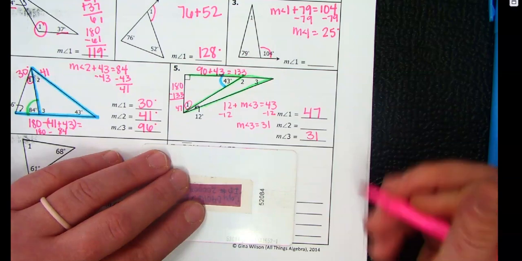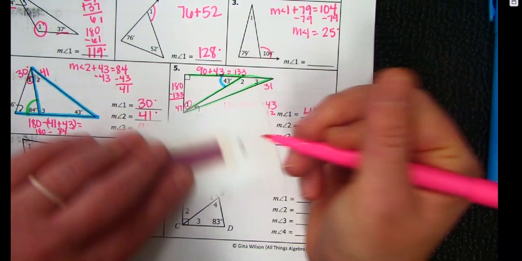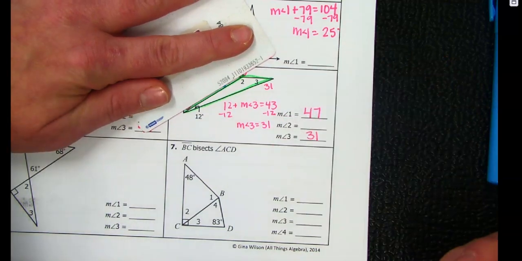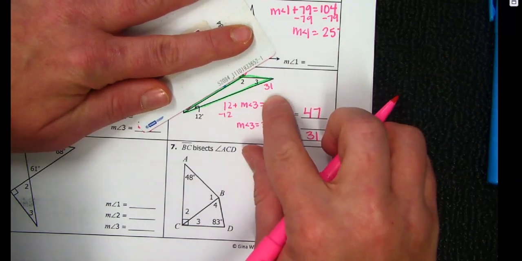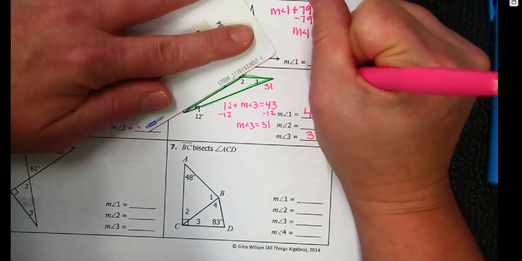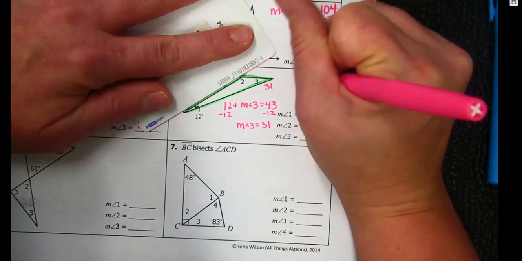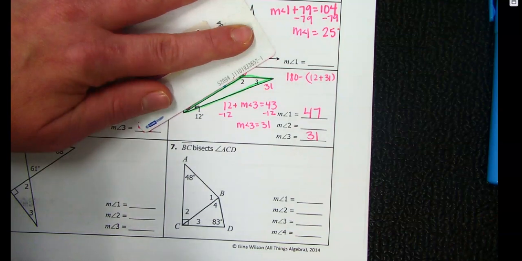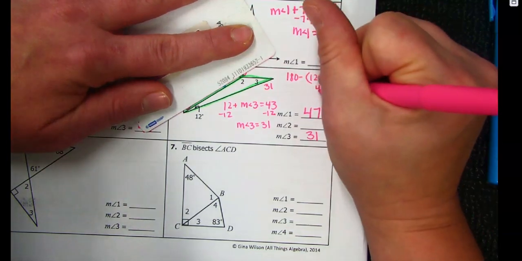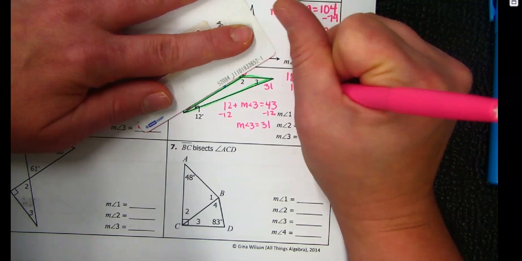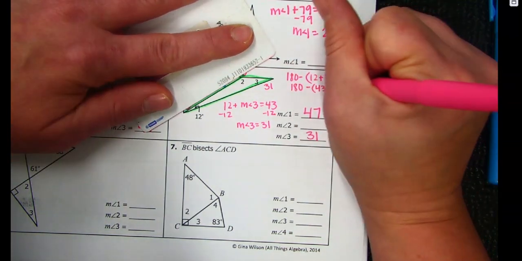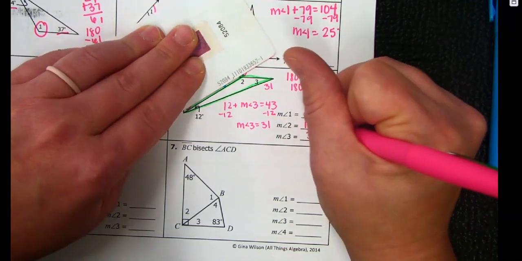Okay, now I know that this is 31. So what I can do right here is just focus on the green one now. I know that this is 12, this is 31. So 12 plus 31, I'm going to do that first, and then I'm going to take that away from 180. So 12 plus 31 is 43. Well, I don't really need the parentheses. I shouldn't have put that there, but whatever. 180 minus 43 is 137.